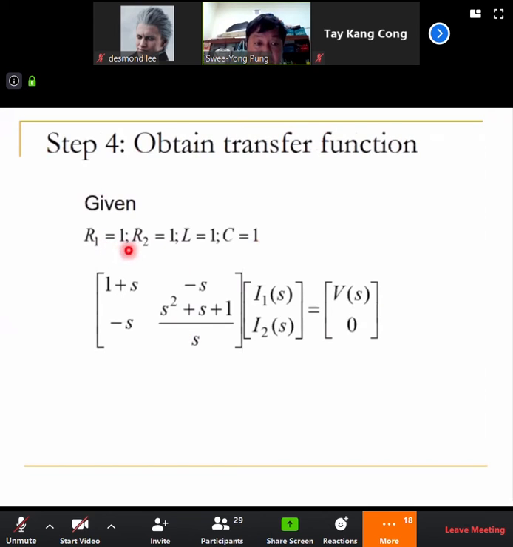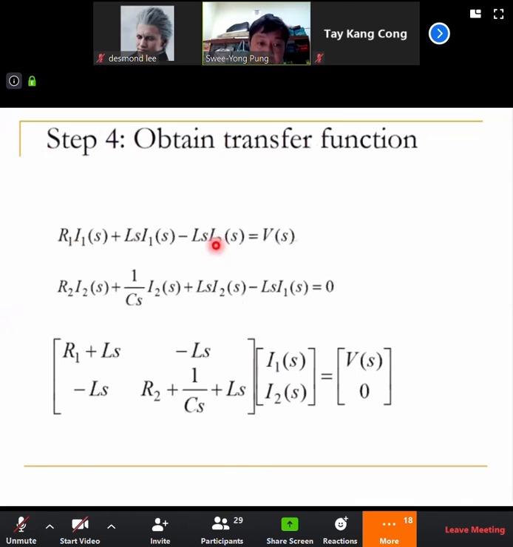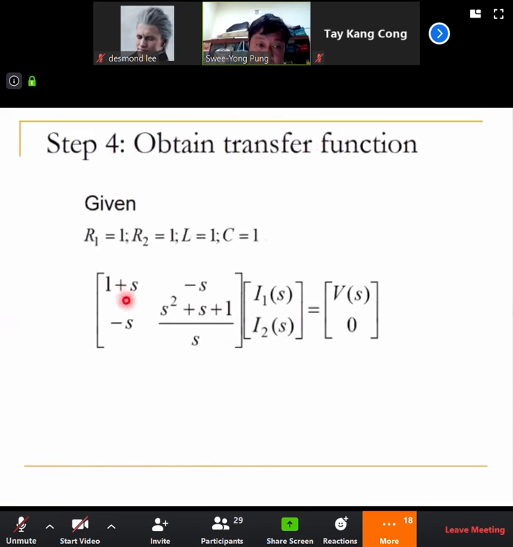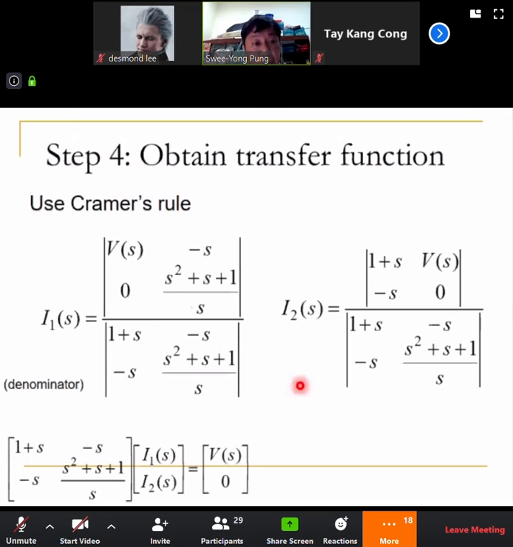Okay, so if you substitute these values inside here, you are going to get this form, right? And the next thing we need to do is use the Cramer rule to find the solution for I1 and I2. Hope you all still remember the Cramer rule. This is how it looks like for a 2x2 matrix. Okay, and if you still remember just now the question, they want us to find I2 divided by V.